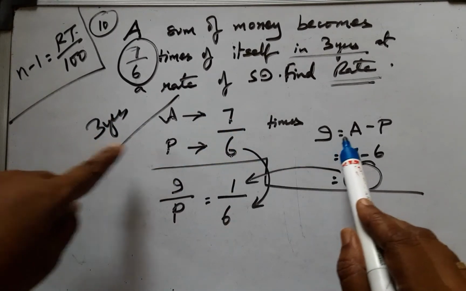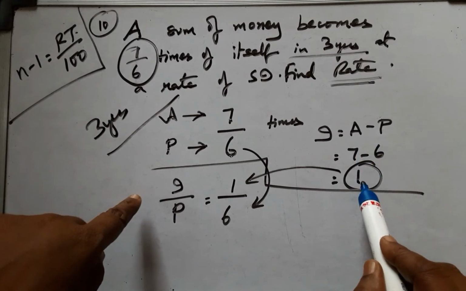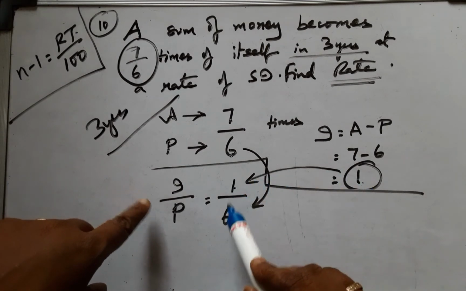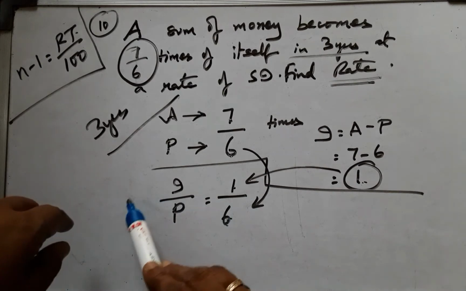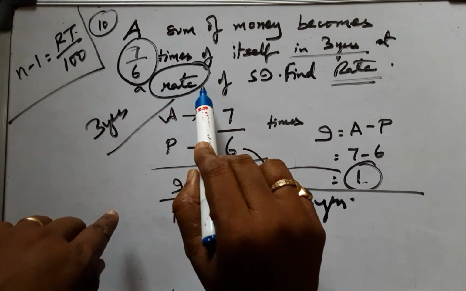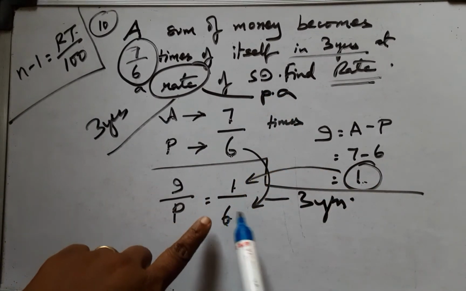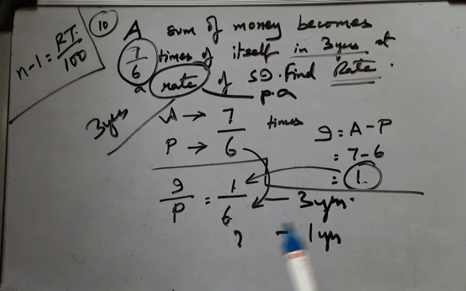Now to arrive at the interest, it is nothing but A minus P, which is 7 minus 6 comes to 1. Now the interest by principal ratio will be I is 1 and P is 6, therefore 1 by 6. This is for 3 years. Now, rate is always calculated per annum, therefore if this is for 3 years, then for 1 year it will be 1 by 6 into 1 by 3.